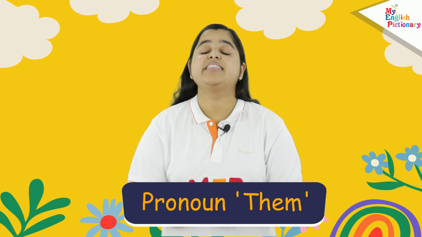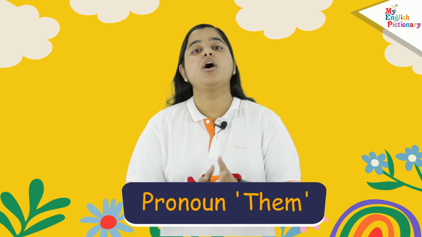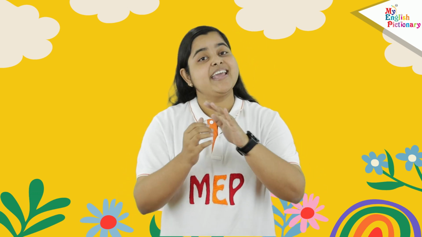Very nice. So today we are going to learn about the pronoun "them". "Them" is an object pronoun which receives the action in the sentence, and it is used in place of third person plural. Why plural? Because we are collectively talking about two or many people.